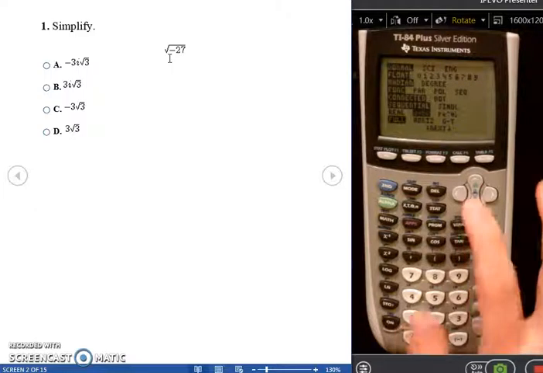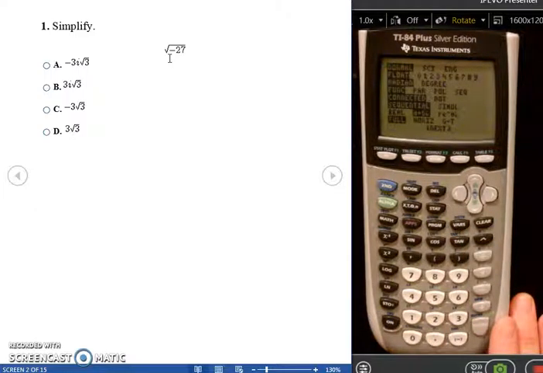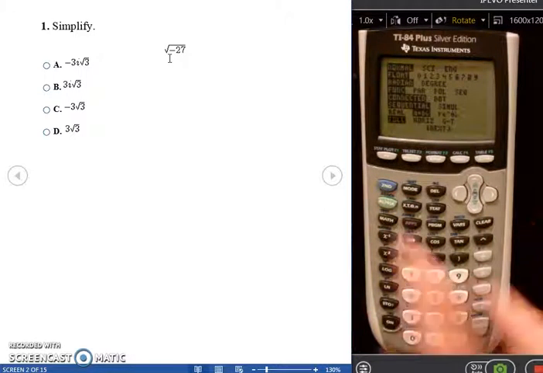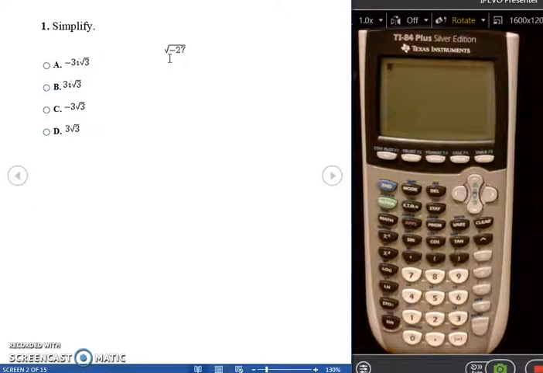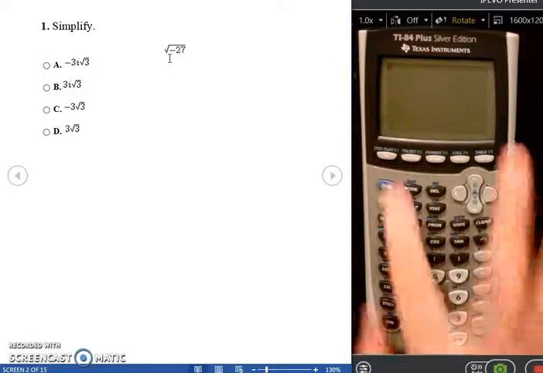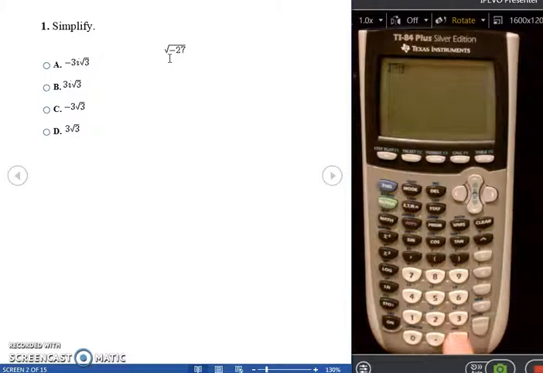Once it's blackened in like it is on my screen here, I'm going to press second quit. It doesn't hurt to leave the calculator in that mode. It's not going to mess up your regular problems. It's only going to help you with these problems. So now I can just type in the calculator what I see on the screen. I press second square root, negative 27, and press enter, and I get that decimal number.